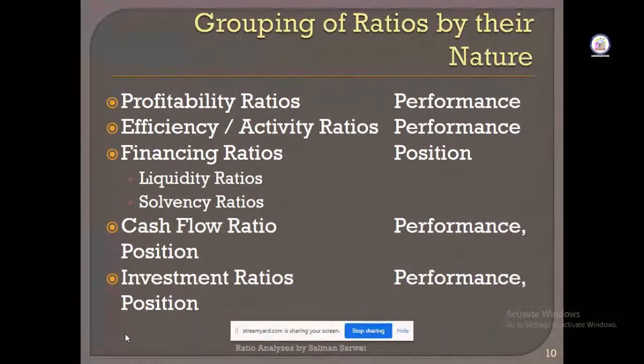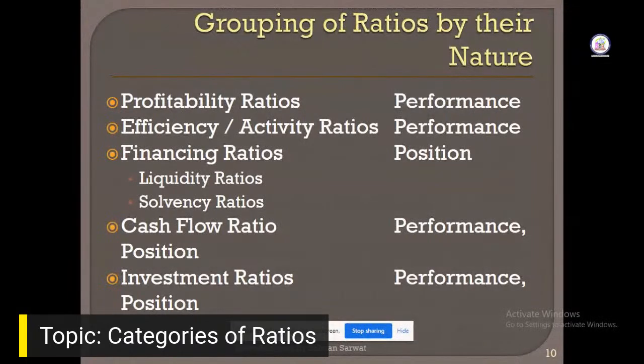In the last lecture, we started our discussion with the characteristics of financial ratios. We discussed what financial ratios are, their benefits, and their limitations, and we ended on this slide where we were discussing that on the basis of characteristics we can divide financial ratios into profitability ratios, efficiency or activity ratios, financing ratios, cash flow ratios, and investment ratios. Financing ratios can be further divided into liquidity ratios and solvency ratios.